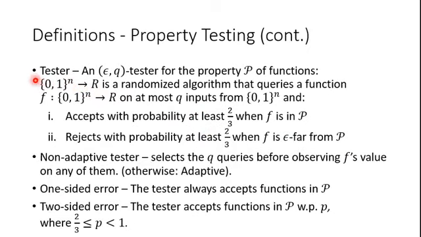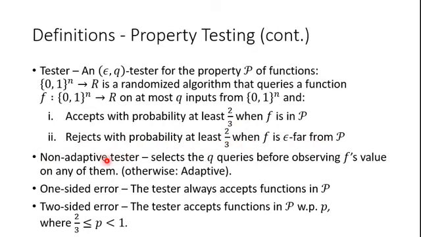A few more definitions. We have tester. An (epsilon, q)-tester for the property P of functions from {0,1}^n to R is a randomized algorithm that queries a function f from {0,1}^n to R on at most q inputs from {0,1}^n, and it accepts with probability at least 2/3 when f is in P, and rejects with probability at least 2/3 when f is epsilon-far from P.